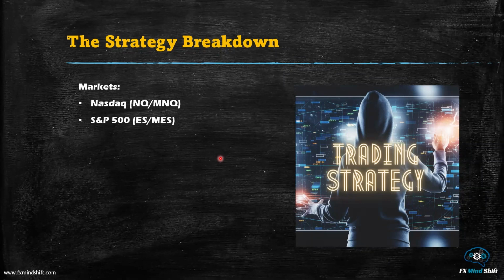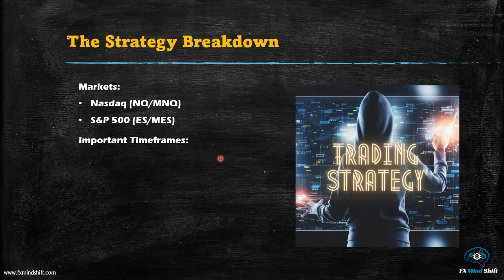I mainly trade the NASDAQ, and I use the S&P 500 for correlation, but there are some times where I will take S&P trades when I don't see a clear setup on NASDAQ, right? So looking at the overall picture, what we always start with is a top-down analysis, right?